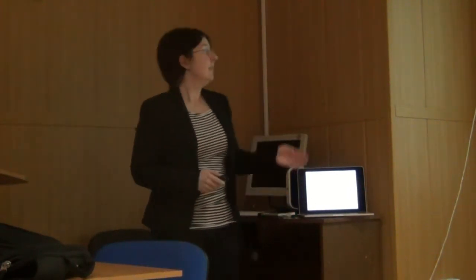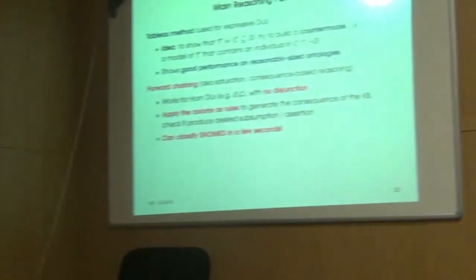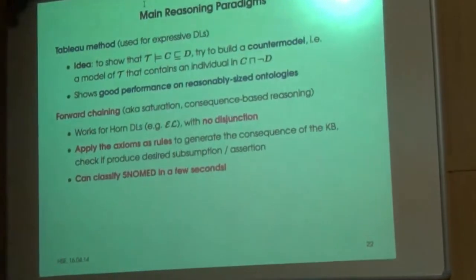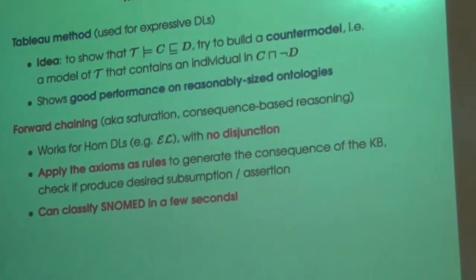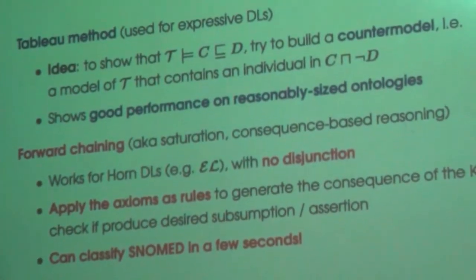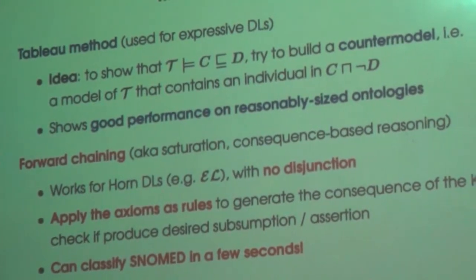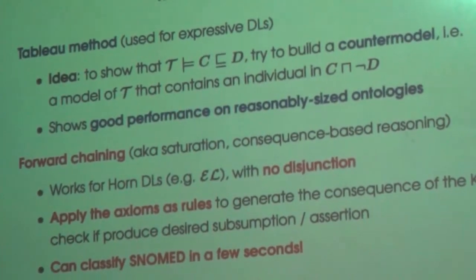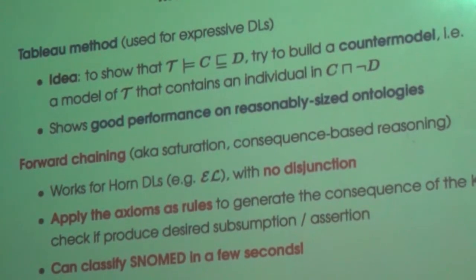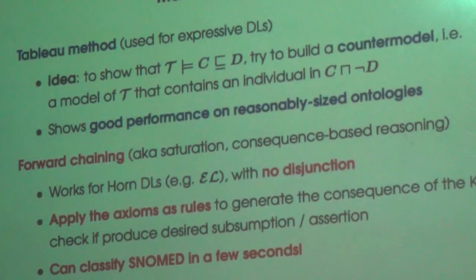Now, another method that's become very popular. The basic idea is very similar to classical rule-based reasoning. If we're in a logic that doesn't have any disjunctions, then we're going to apply our axioms as rules, essentially, and just see all the things that we can deduce. We're just going to deduce more and more things, and then we're going to check whether the thing we were looking for, we derive it.